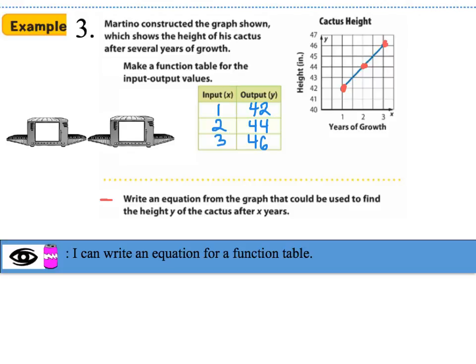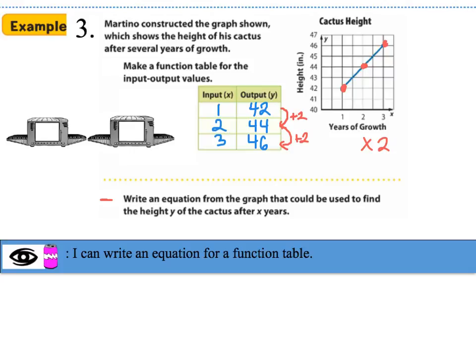Now let's go ahead and write an equation from the graph that could be used to find the height y of the cactus after x years. So let's take a look at the patterns from our outputs. If I add 2 to 42, I get 44. If I add another 2 to 44, I get 46. So if I keep adding 2, that's repeated addition, or the shortcut to repeated addition is to multiply by 2. So I can start the rule by saying if I take the input number and I multiply it by 2, I should get my output number.